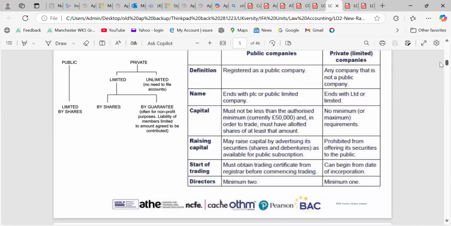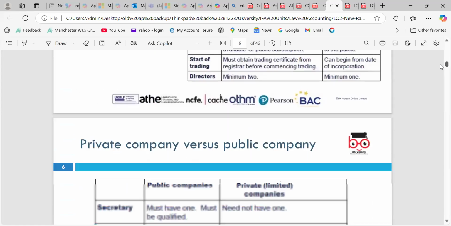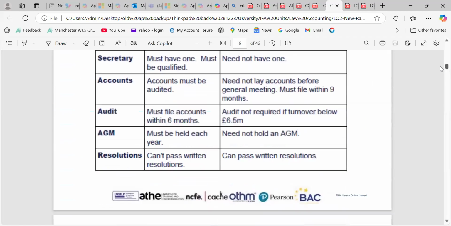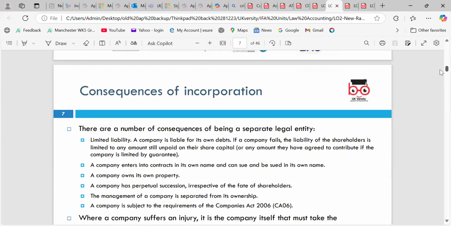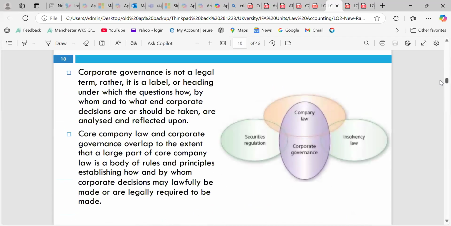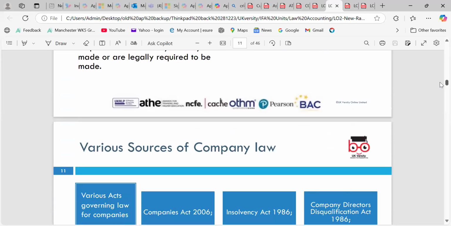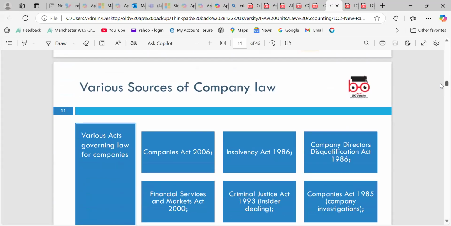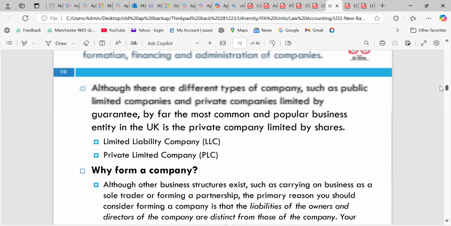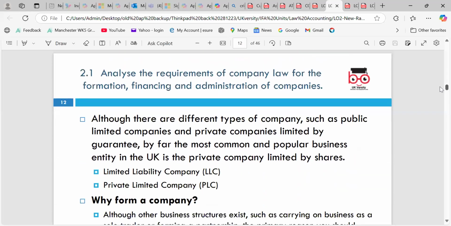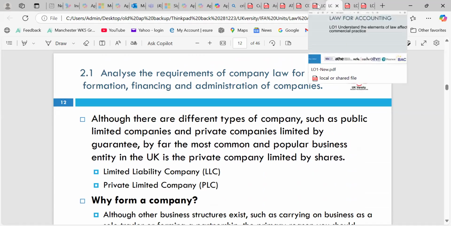And we can look at public and private limited companies, limited by shares. We discussed private versus public limited company, right? We discussed the 50,000 pound requirement and the various sources of company law which we mentioned. Then you've been given the assessment criteria like 2.1. Underneath, we already explained. I'm not going through it again in detail, but I'm just showing how we can address the learning outcome.